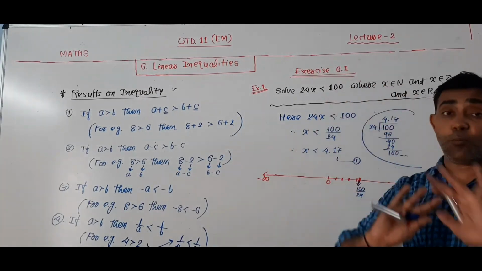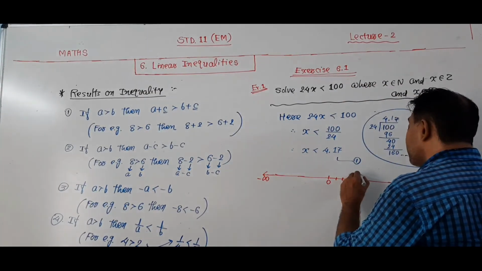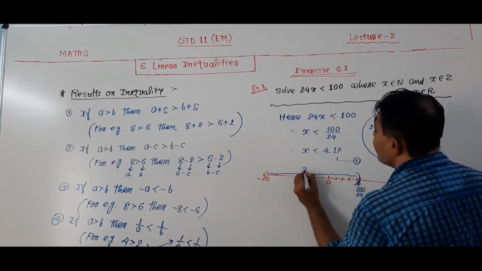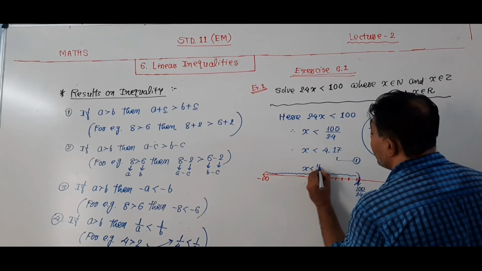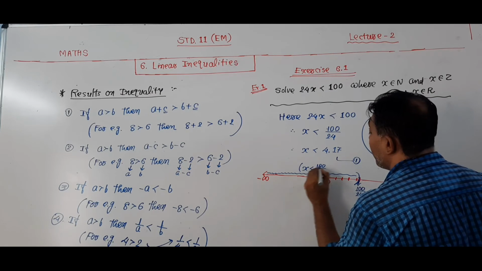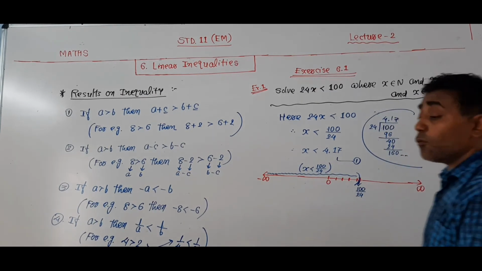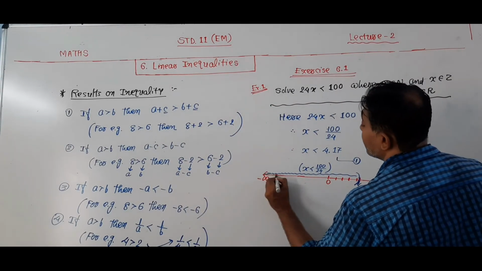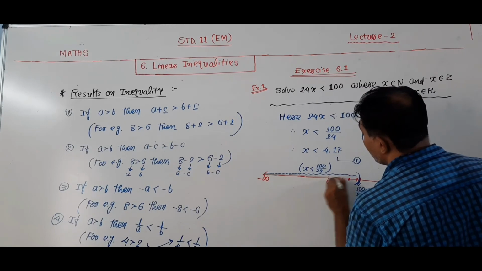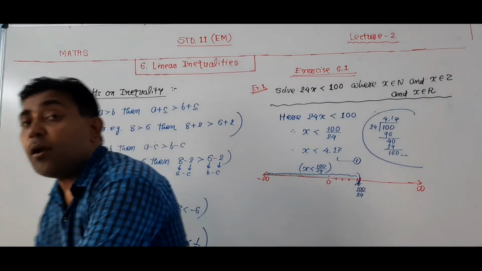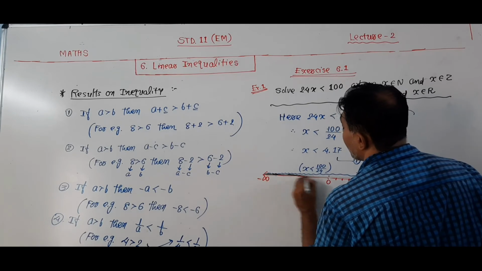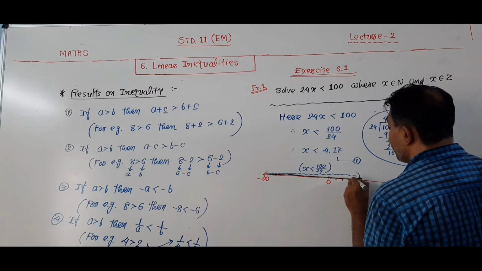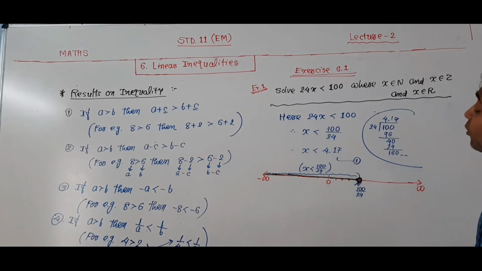Now less than 4.17, less than means our solution must be here. x is less than 4.17, it means less than 100 by 24. Here all the values are there. So as we know from the theoretical result, we have to draw a dark line to represent it, and a hollow circle at 4.17. Here somewhere is 4.